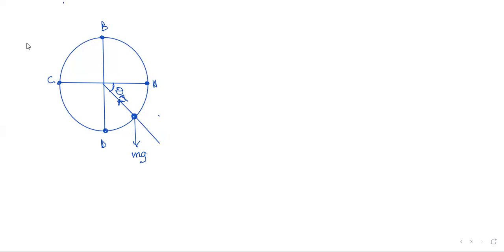Let me indicate the angle well. The reference point is at D. So the angle at this point is theta. Obviously, this will also be 90 minus theta. So when this angle is theta, this will also be theta. Do you agree with me that if this is theta, this will also be theta?